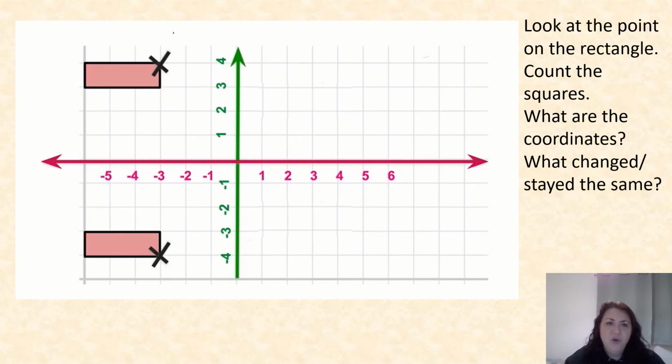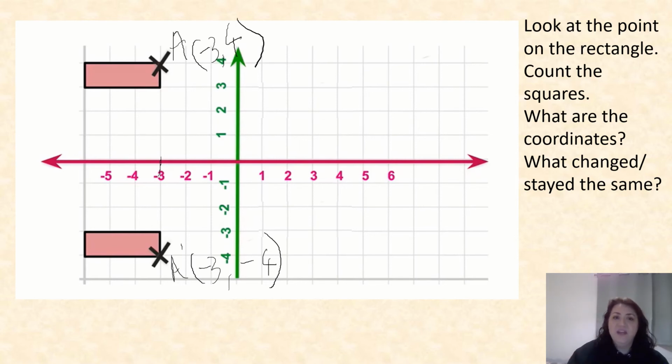Okay, I'm going to call this top one A. So I'm going to call this bottom one A dash. So A has come along to -3 and is up to 4. A dash is also on -3, but it's gone down to -4. Okay, so what's changed? Well, I can see the y-axis, because it's the second number in each bracket, has gone from 4 to -4, so that's changed. But the x-axis, which is the first one, has stayed the same. -3, -3. And that's because our mirror line is horizontal. If it's horizontal, the x stays the same.